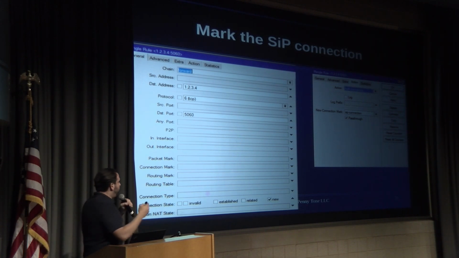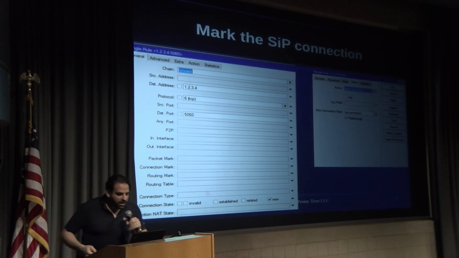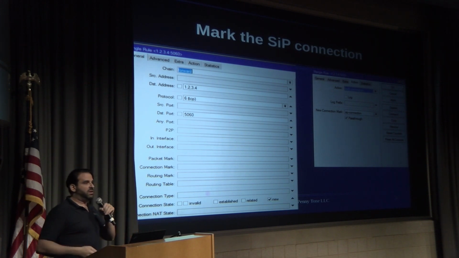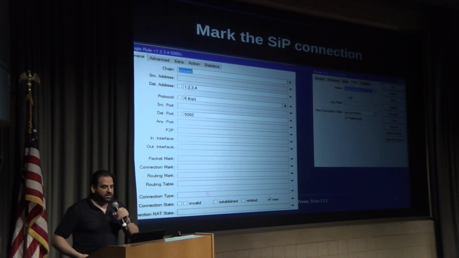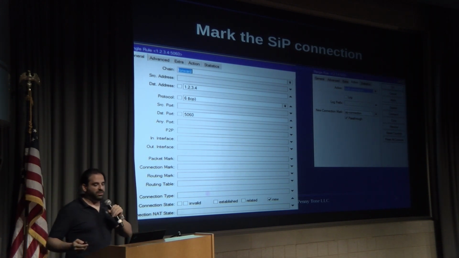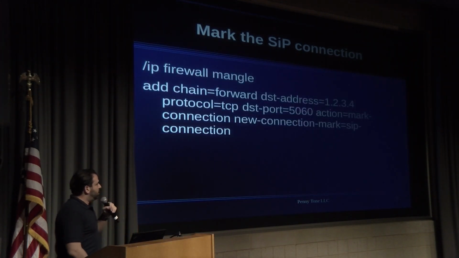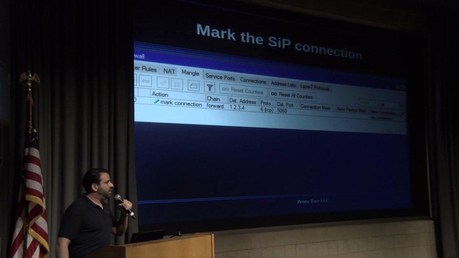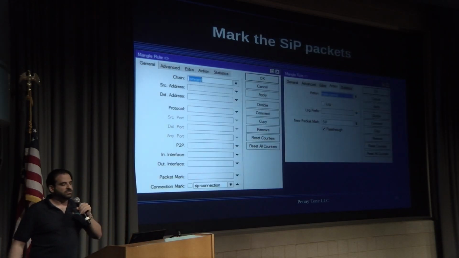Now on the right, after we've classified, what are we going to do with it? In the Action tab, that's where you do it. And over here, we're going to mark the connection. And I'm going to give it a name. The connection mark is going to be SIP connection. Pretty simple. That's what it looks like in the command line. And this is actually what it looks like in your Mangle list.